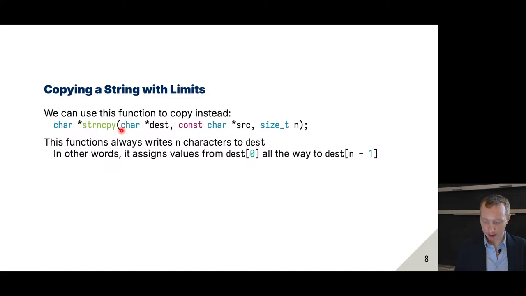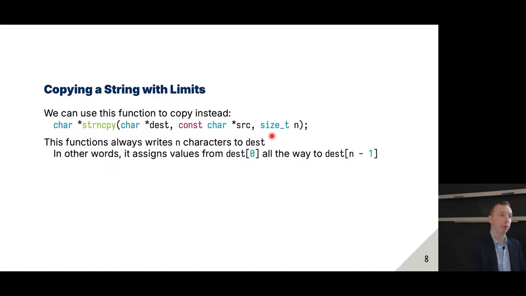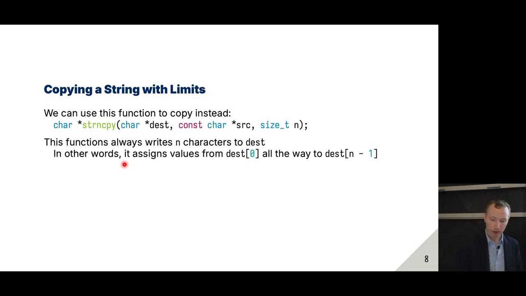So this is the pointer to a char array to actually write the values to. This is the source. And then there is a third argument, n. This function will always write n characters to dest. In other words, it will assign values starting at dest at index 0, all the way up to dest at index n minus 1.